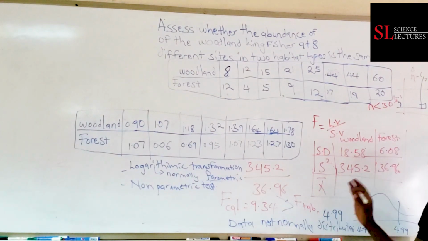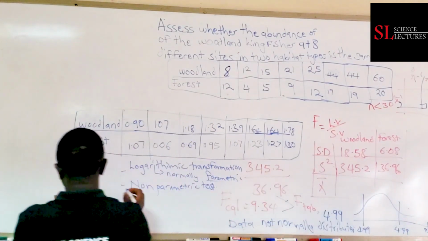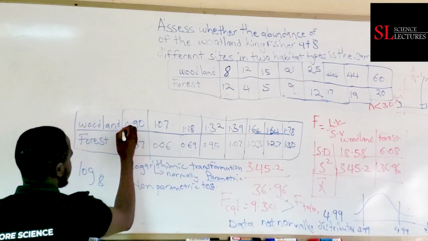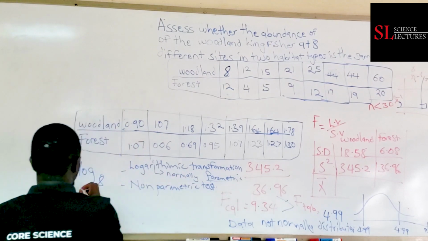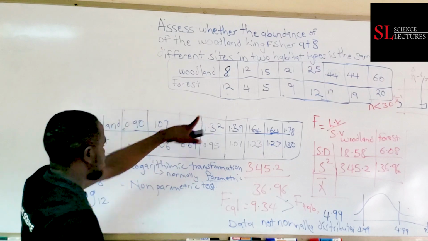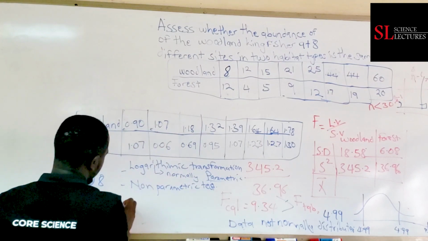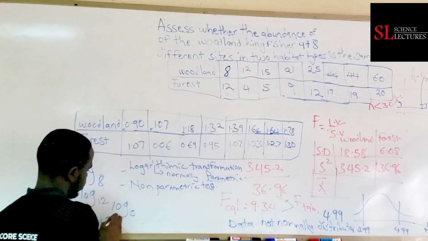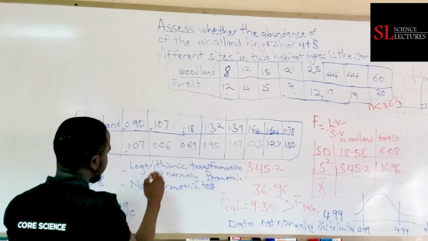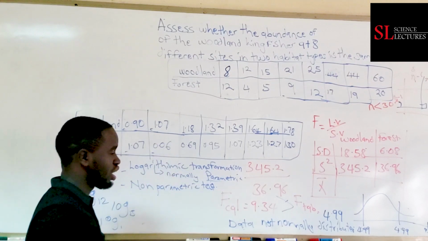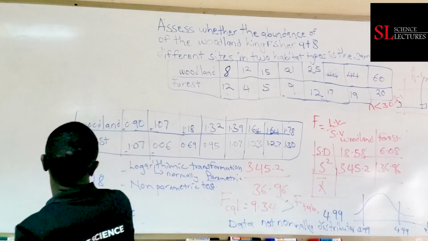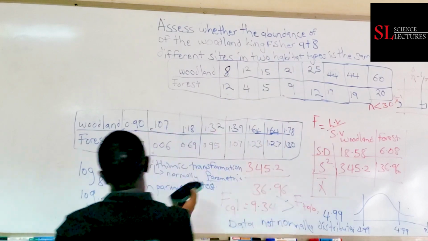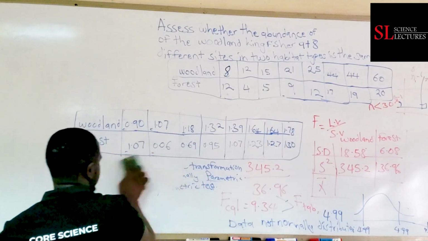So what do I mean by logarithmic transformation? You go to your calculator, you press log of 8, and this is what you will get. You press log of 12, you redraw the same table, this is what you will get. You press log of 15, this is what you will get. The same thing with the forest, log of 12, this is what you will get. Log of 4, this is what you will get. So you do that for all the 8 different samples, up to when you have transformed all of them into base 10.